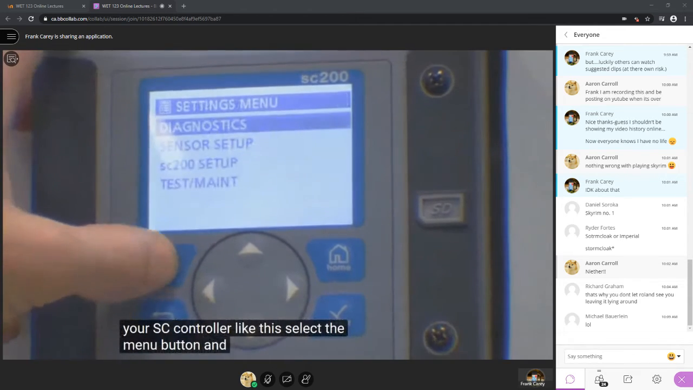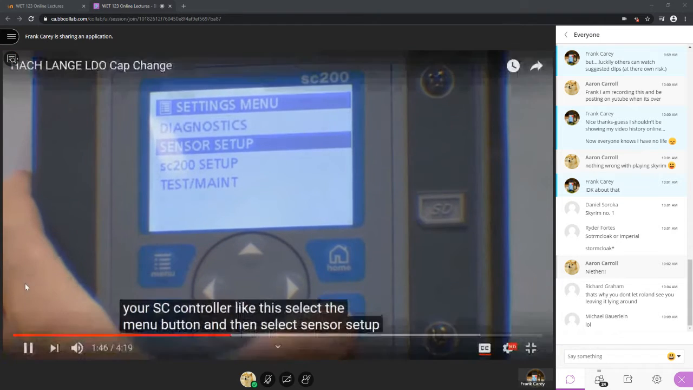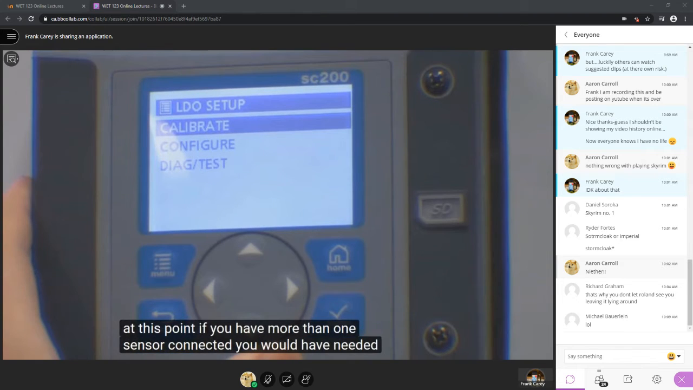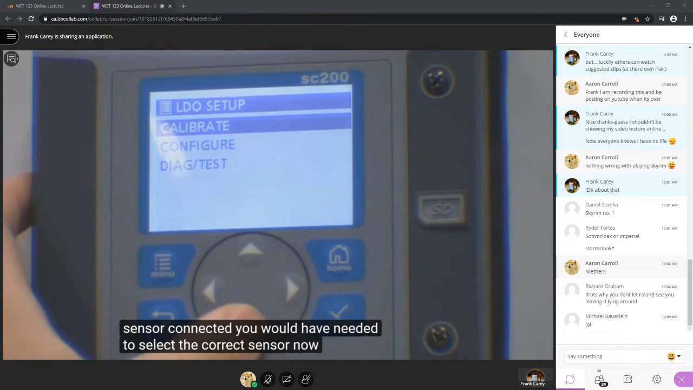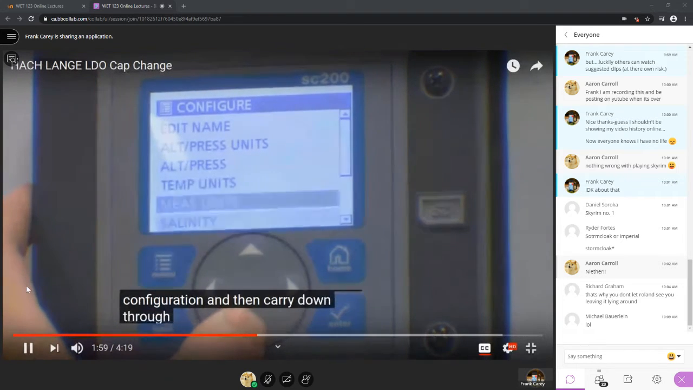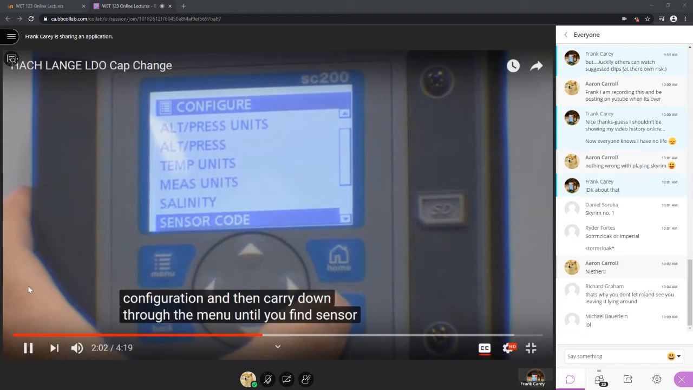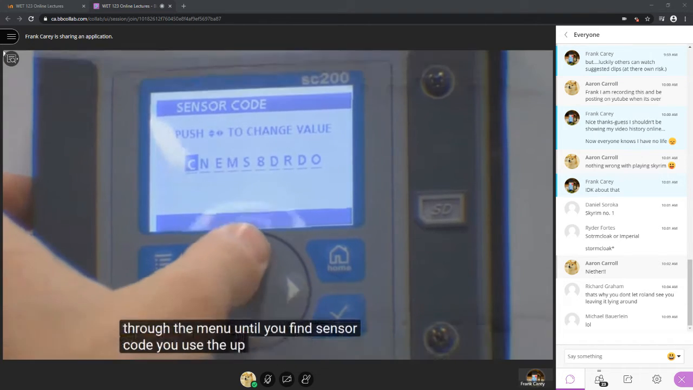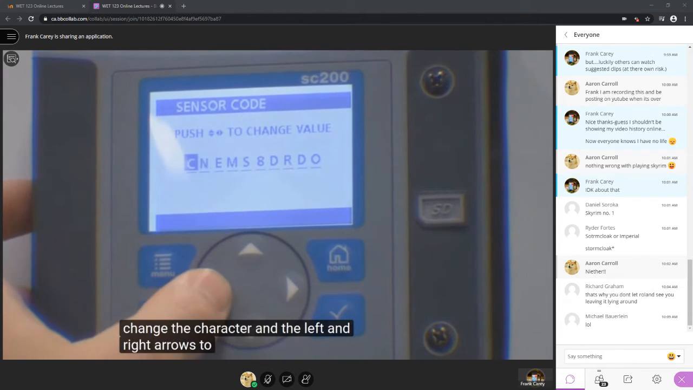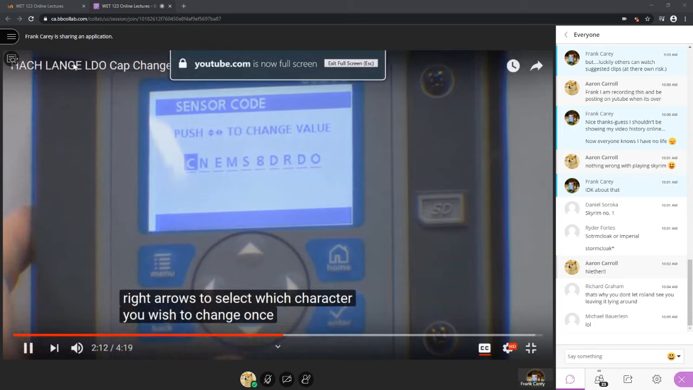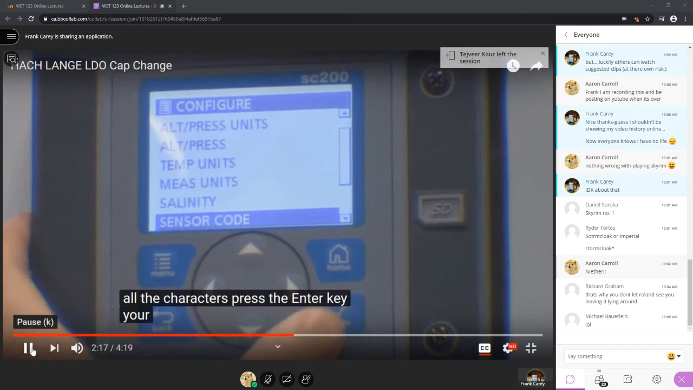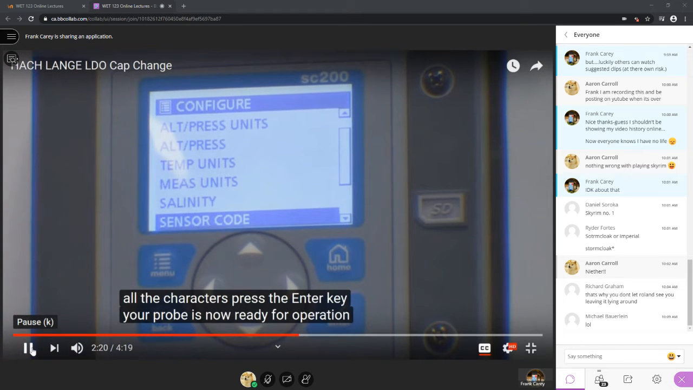Select the menu button and then select Sensor Setup. At this point, if you have more than one sensor connected, you would have needed to select the correct sensor. Now select Configuration and then carry down through the menu until you find Sensor Code. You use the up and down arrows to change the character and the left and right arrows to select which character you wish to change. Once you've edited all the characters, press the Enter key. Your probe is now ready for operation.